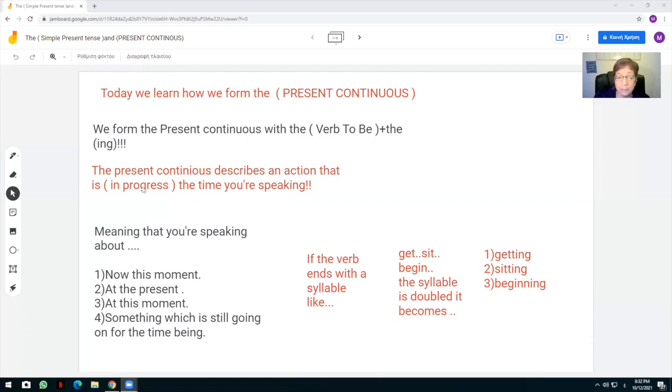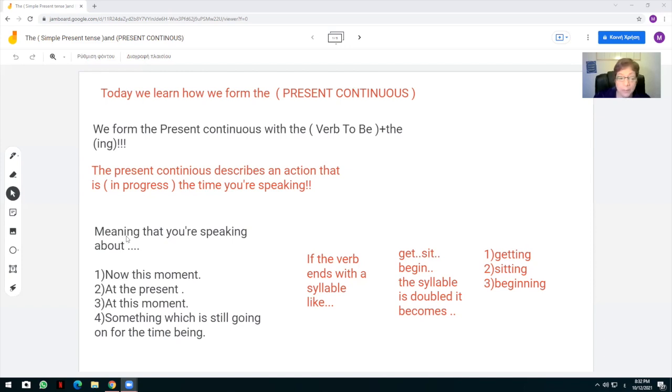The time you are speaking. So the present continuous describes an action that is in progress the moment you are speaking. The moment you are speaking, it means now. Now exactly the moment that I am speaking, we are having an English lesson. Okay, this is an example.